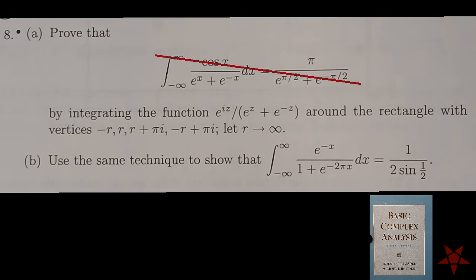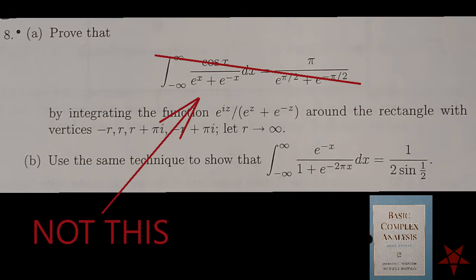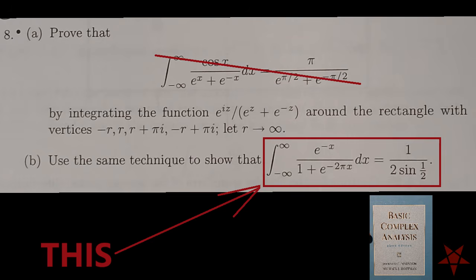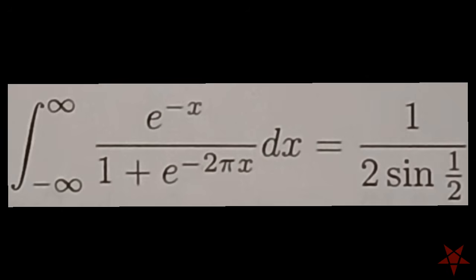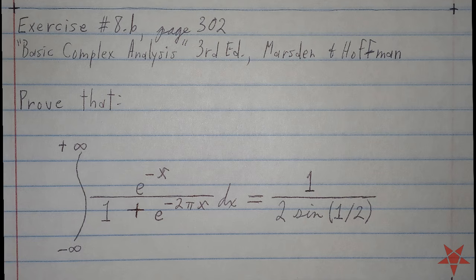Today we will be completing exercise 8.b on page 302 of Basic Complex Analysis, 3rd edition by Marsden and Hoffman. We will be showing that the integral of e to the negative x divided by 1 plus e to the negative 2 pi x from minus infinity to plus infinity is equal to the reciprocal of 2 sine 1/2. We will, of course, be doing this by expanding the problem into the complex plane.